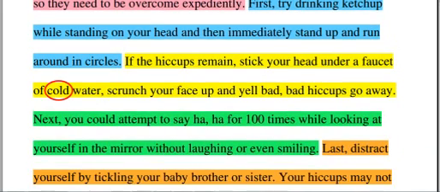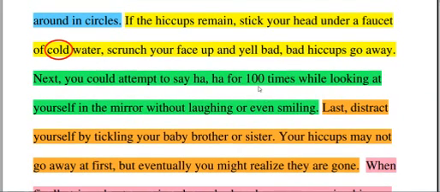All right, now down here in the green. Next, you could attempt to say ha ha for 100 times while looking at yourself in the mirror without laughing or even smiling. Adjectives answer the question which one, what kind, or how many. So right here we have how many times? 100 times. And be cautious with this because I don't allow this one too much. Otherwise, I have a bunch of students who tell me something like, she ran 1 mile, she gave 50 gifts, and they just use numbers as quality adjectives. And I want to discourage you from doing that a whole lot. I want to encourage you to broaden your vocabulary, use better words, don't just use numbers.